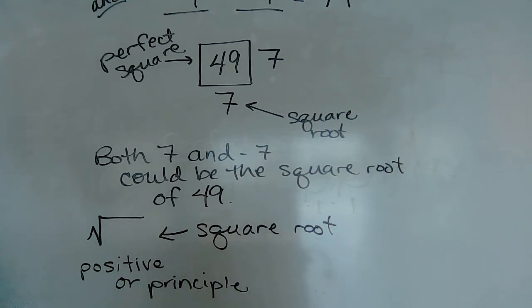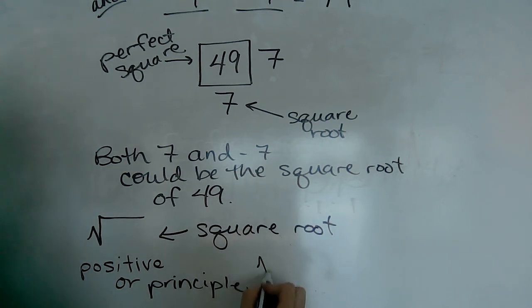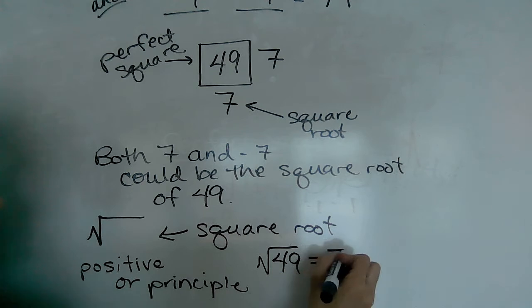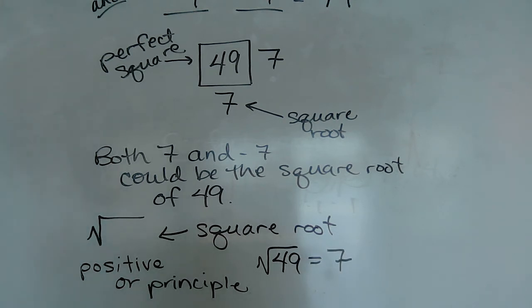You could also ask for a negative of the square root. So in this case, if you see this and there's no negative sign in front of it, if we wanted to find the square root of 49, it would look like that. And the answer to this would only be 7.